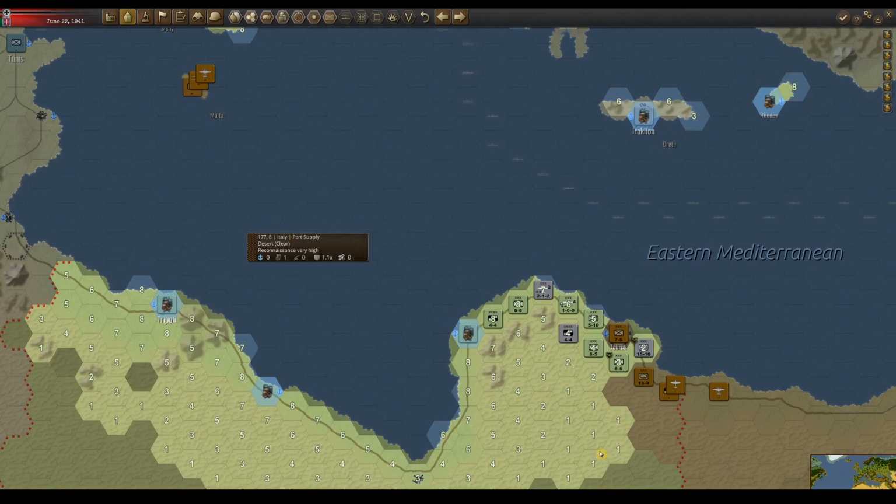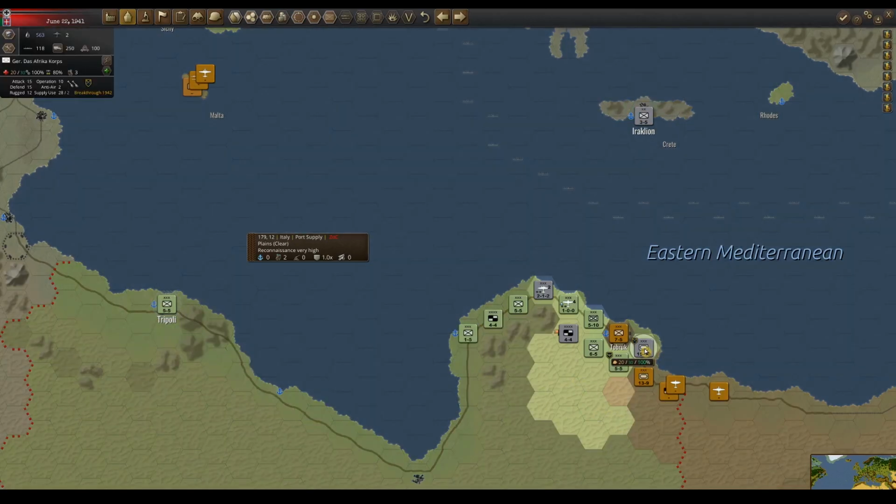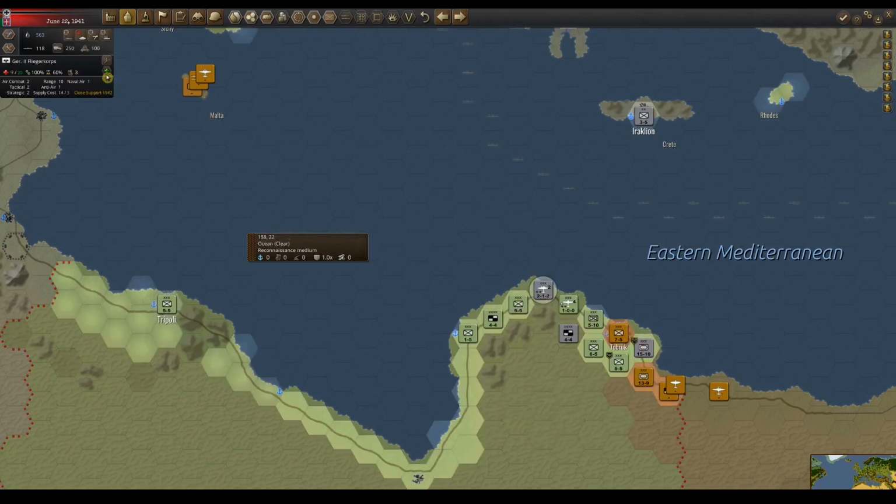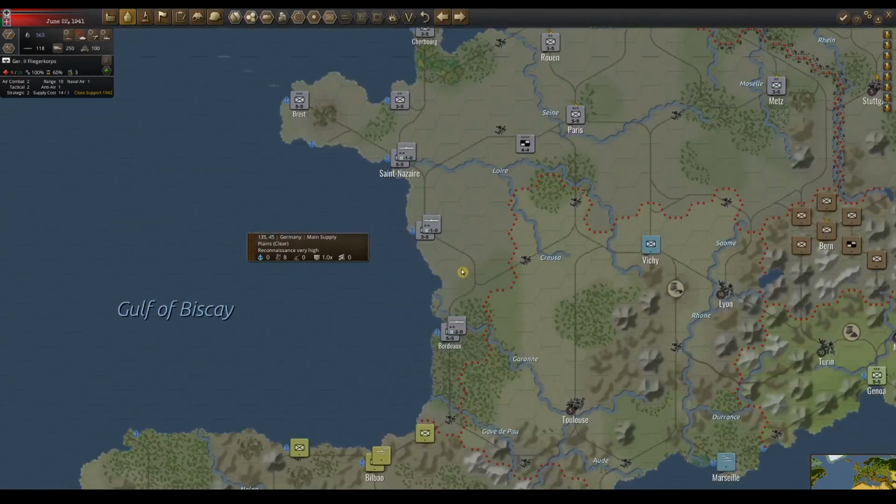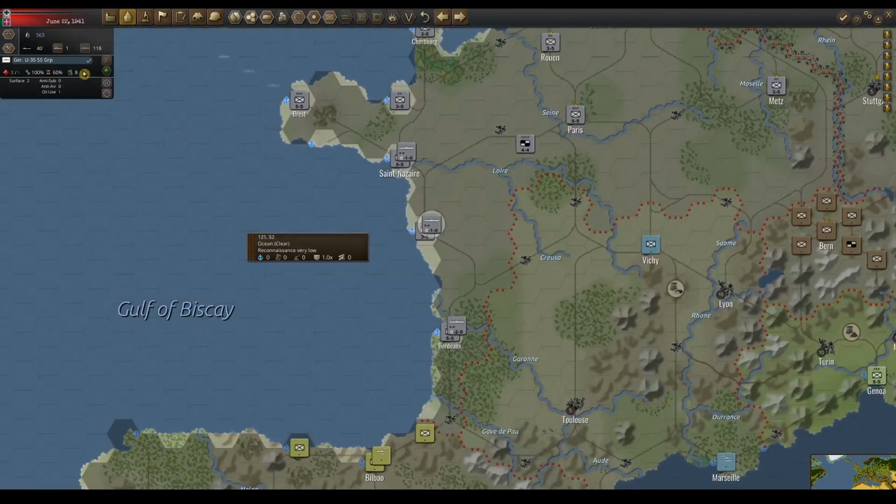Unit supply level is how many turns a unit can be in an unsupplied hex before negative effect occurs. Different units have different maximum unit supply levels. Land, air, and most naval units have a maximum of 3. Submarines have a maximum of 5 or 8 depending on their advancement.